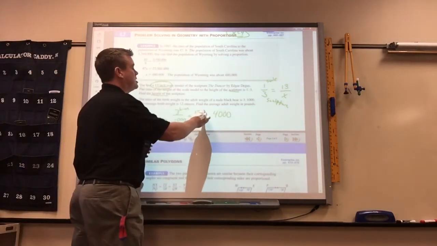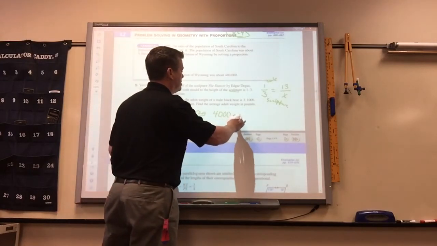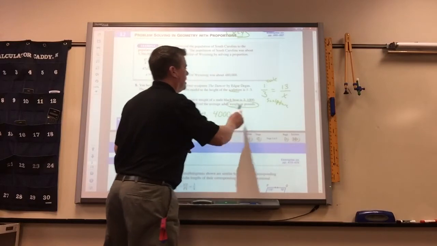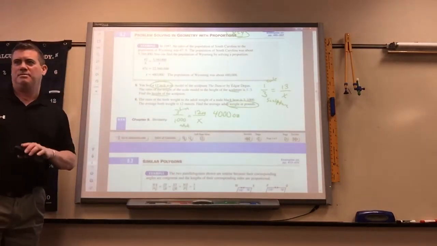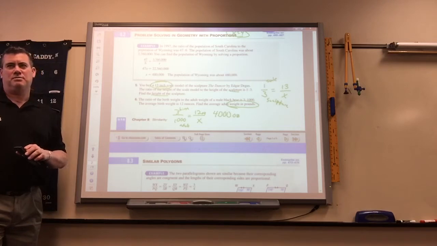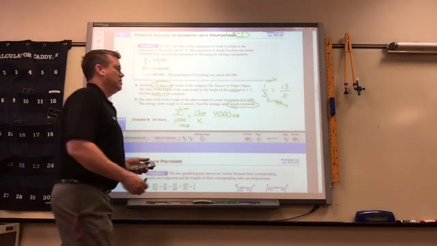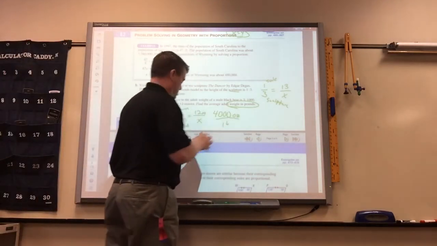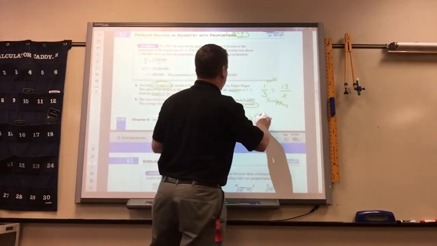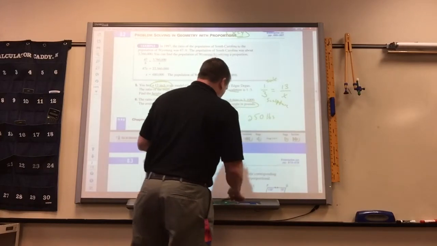And since this was in ounces, this would be ounces. But you notice they want the weight in pounds. So what do you gotta do to change it to pounds? Divide by 16, because there's 16 ounces in a pound. So that'd be 250 pounds.